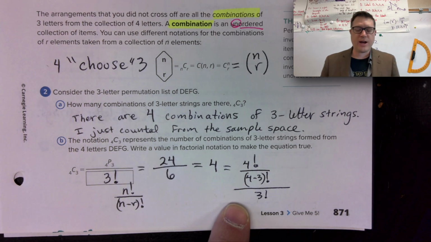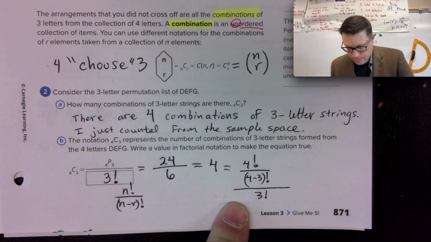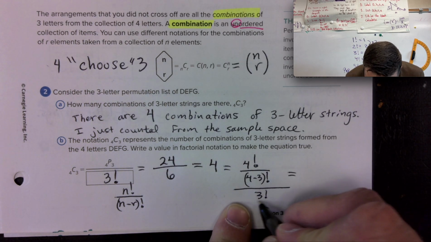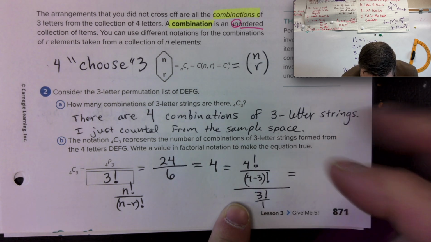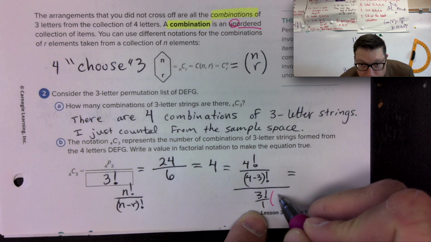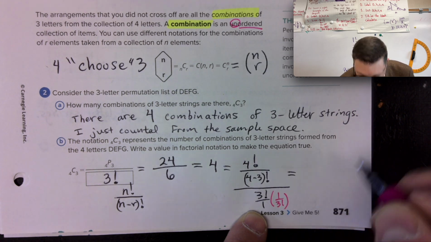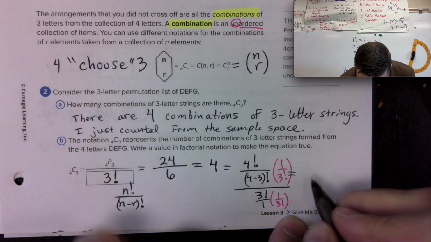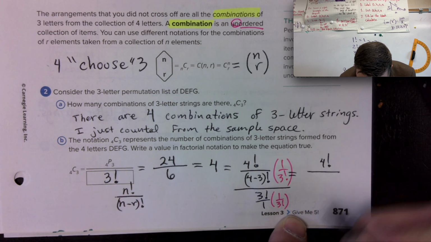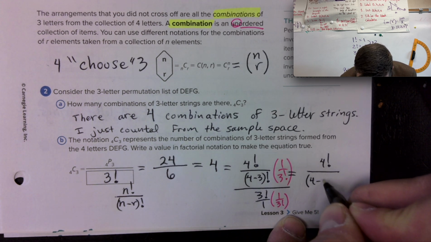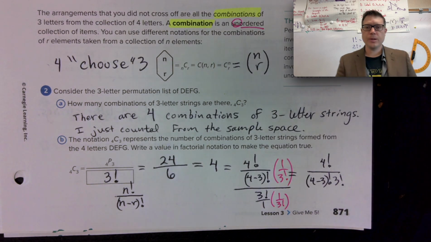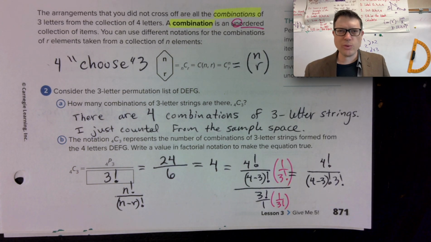This is a complex fraction. I don't like it. There's too many fractions going on. Let's try to compress it. This is technically over 1, so we're going to flip and multiply. So then we have 4 factorial over 4 minus 3 factorial times 3 factorial. Oh, does that really work?